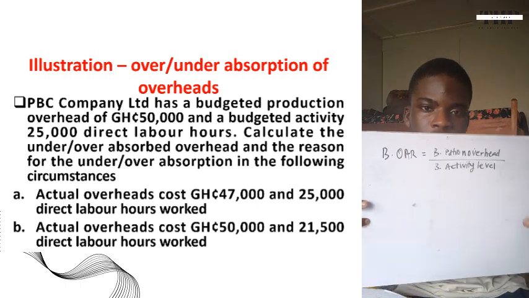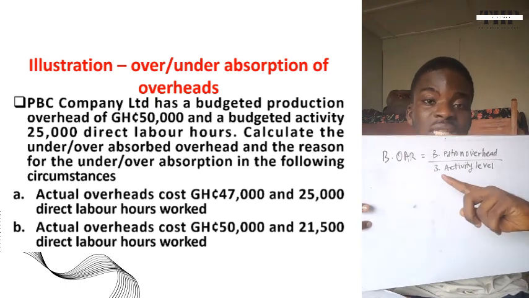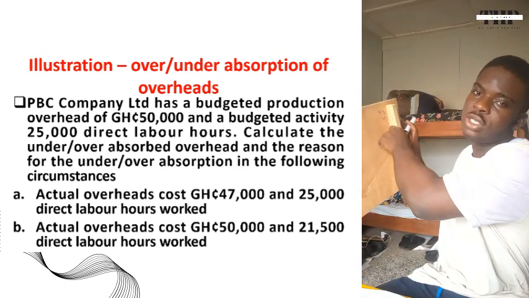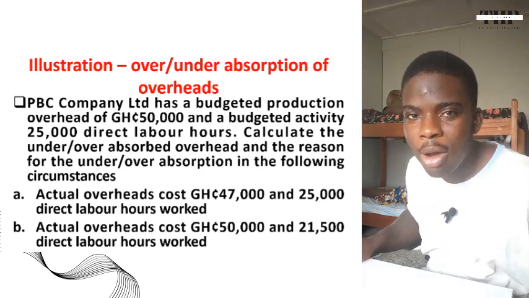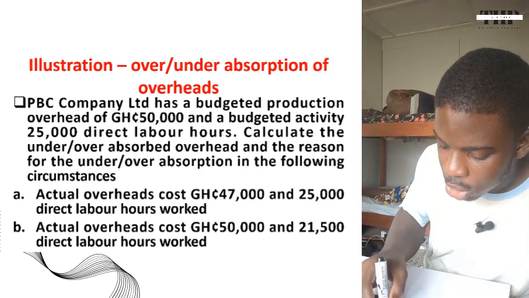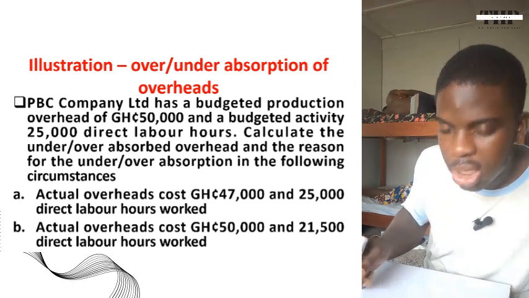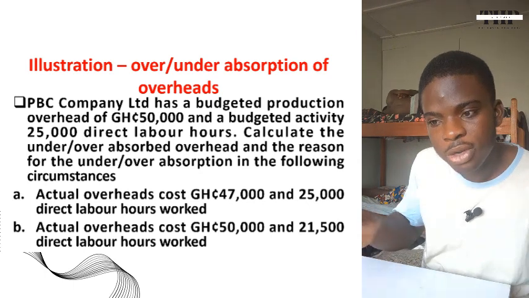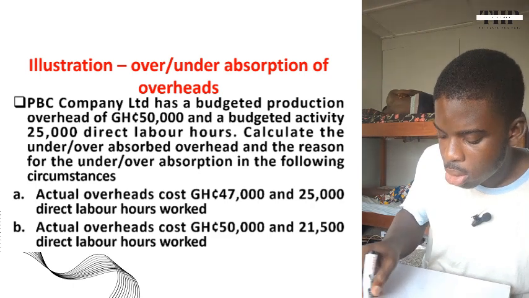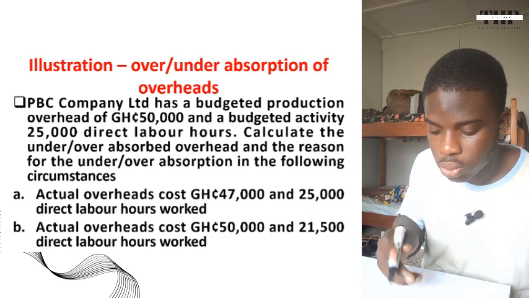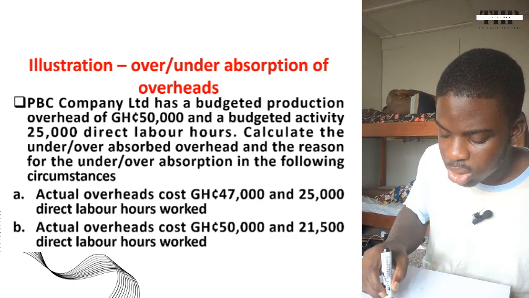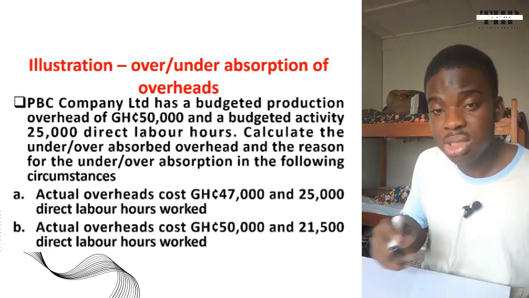Okay. Right, so budgeted activity level. Budgeted production overhead over the budgeted activity level, right? Now in this question, our budgeted activity level was 25,000, and our budgeted production overhead was 50,000. 50 divided by 25 is 2. So that means that our budgeted OAR becomes 2 Ghana cedis per unit.